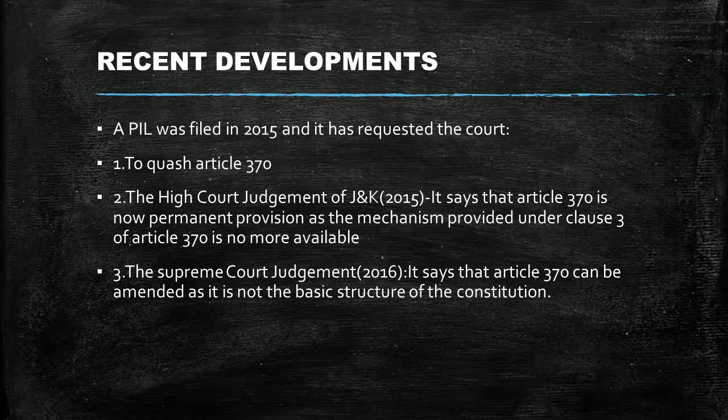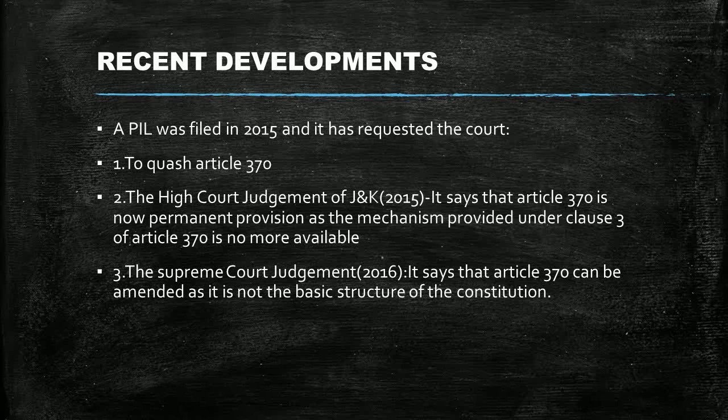Now coming to the recent development. A PIL was filed in 2015 and it requested the court to quash Article 370 and make all laws applicable to the state of Jammu and Kashmir which are applicable to other states. It also sought the removal of the words "except Jammu and Kashmir." See, when any law is passed in our constitution, it is written that it applies to all the states except the state of Jammu and Kashmir. So the PIL seeks to remove these words "except Jammu and Kashmir" from all the laws.